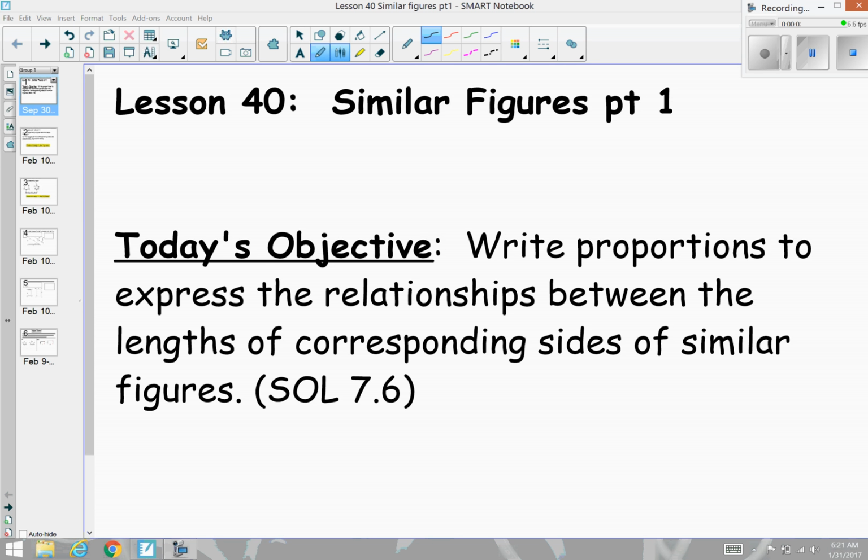Welcome back. Today we're talking about similar figures, and this is just the first part. We're going to use proportions to show that there's a relationship between lengths of corresponding sides and prove that figures are similar to each other.